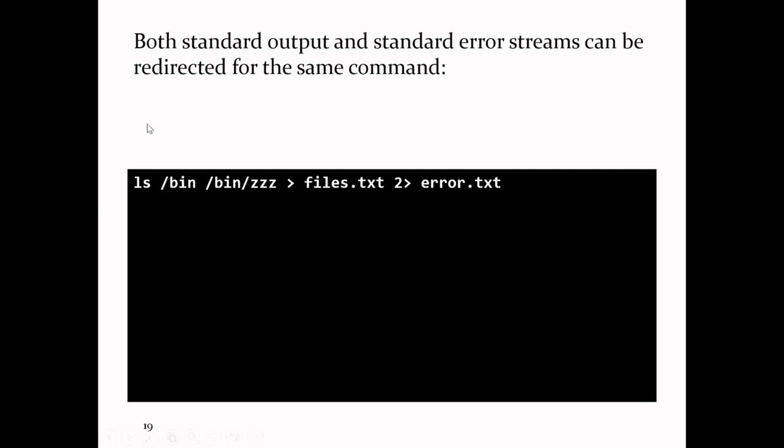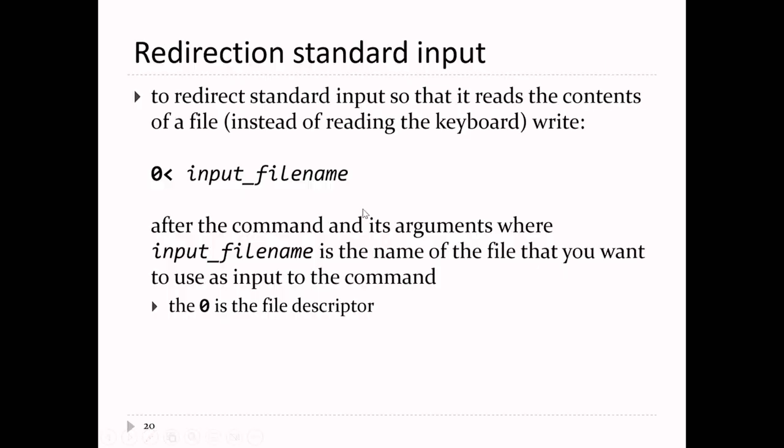So I can run that command again. I can take standard output, send it to files.txt. I can take standard error, send that to error.txt. So you're allowed to redirect both streams. That's redirecting standard output. That's redirecting standard error. You can redirect standard input, but it's usually not needed.